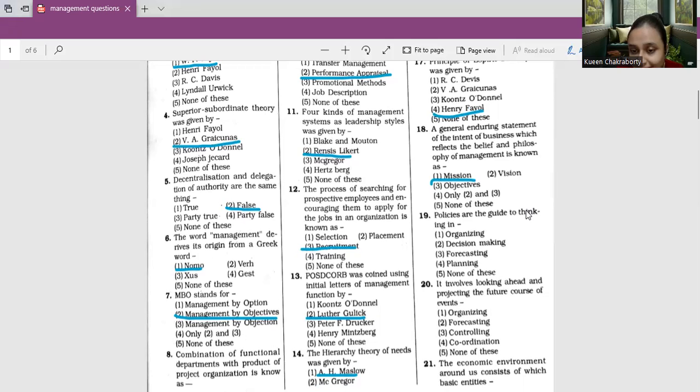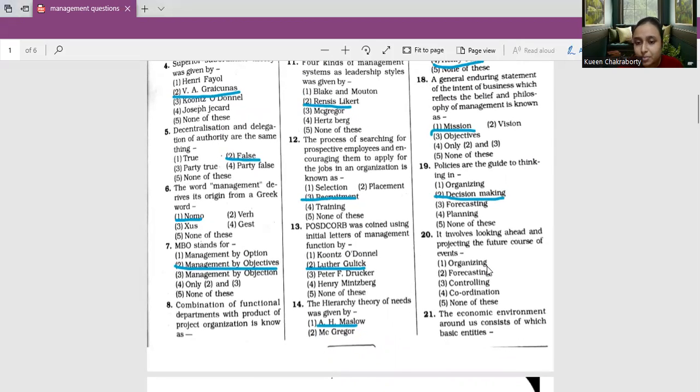So I have given you quite a few insights into this, but coming to the basic concept, policies are guides to thinking, not organization. It's definitely decision making, because in normal circumstances, if you refer, we have various policies as to how we are going to make the final decision. So decision making is guided through policy. The answer to question number 19 is option number 2, which is decision making.